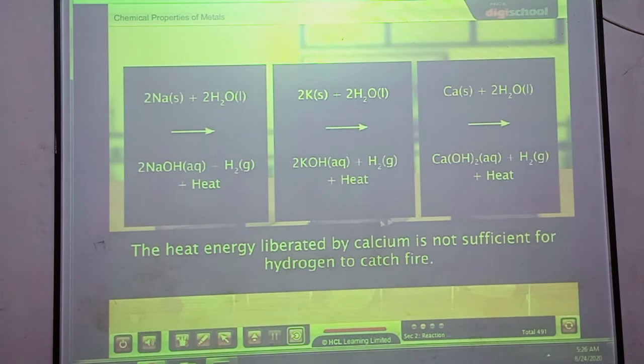So the heat energy liberated by calcium is not sufficient for hydrogen to catch fire.